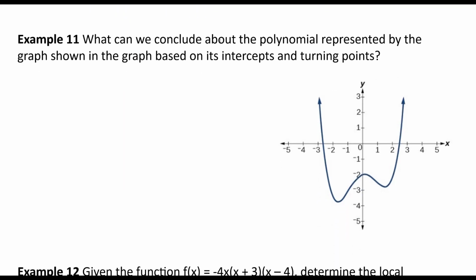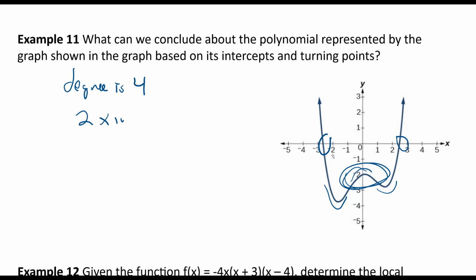What can we conclude about the polynomial represented by the graph shown based on the x-intercepts and turning points? So it's got 1 turning point, 2 turning points, 3 turning points. So it's going to be a quadratic, or a fourth power. So degree is 4. It only has 2 x-intercepts, but something's happening here. The way I interpret this, it does have 2 real x-intercepts and 2 imaginary x-intercepts. So it's at least a 4.